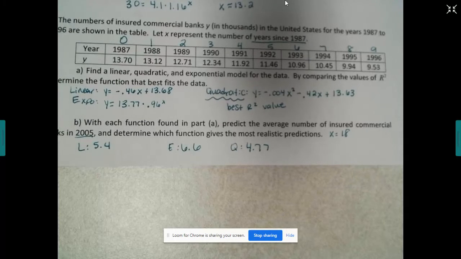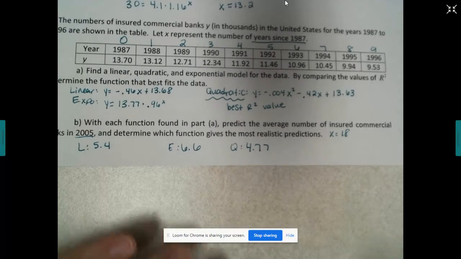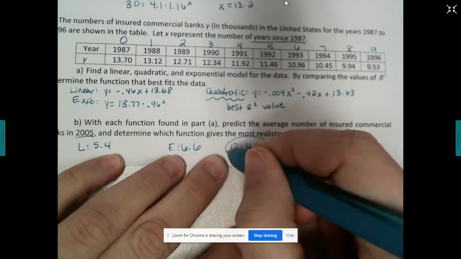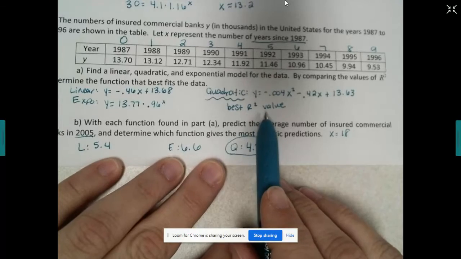In this one, we're talking about the number of insured commercial banks, which you would think that most of them would have insurance. I mean, I would feel like that would be a requirement. So when it says the most realistic prediction, I would say for this one, we would go with quadratic just because it is the best R squared value.